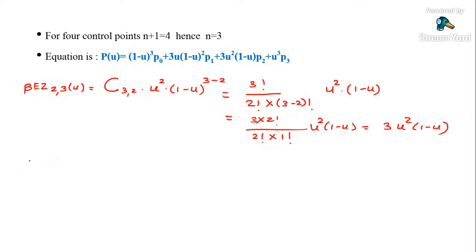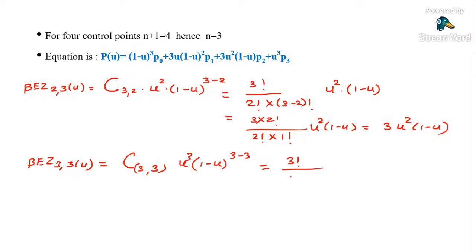And last, Bezier of 3 comma 3 of u is equal to C of 3 comma 3, the combination, u cube times 1 minus u raised to 3 minus 3. So it is equal to 3 factorial upon 3 factorial into 0 factorial, u cube times 1 minus u raised to 0. So the answer is u cube.